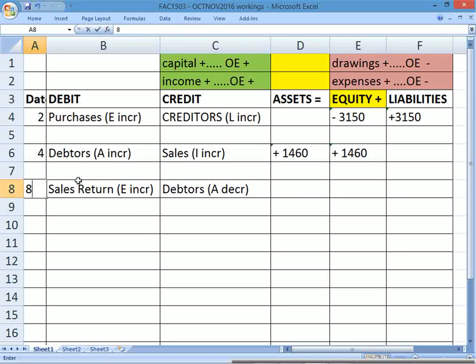Right, this was day 8. Sales return is an expense. If the expense goes up, what happens to owner's equity? It decreases. So 460 is going to come off your equity. Debtors is an asset. It's decreasing. Assets decrease, so minus 460, and that's it. That's number 8. Are you guys okay with that? Good. Everyone got that? Can we look at the next one? All right, next.